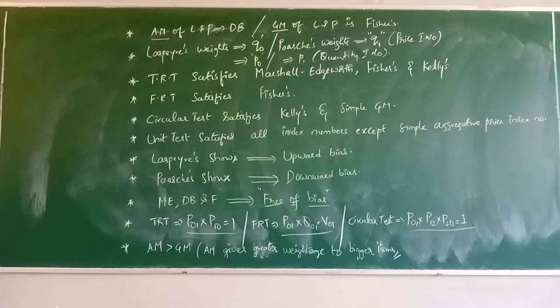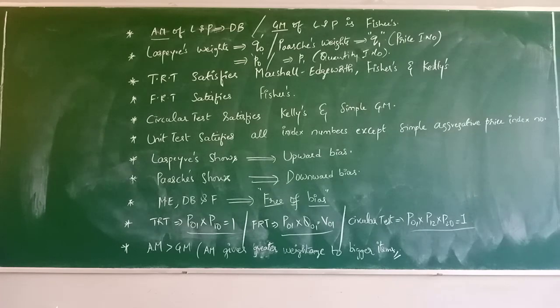This is one more question: why is Fisher's called an ideal index number? Fisher's satisfies TRT and FRT. Fisher's uses the best average, which is the geometric mean, to compute, Fisher's is free of bias, and Fisher's considers both base and current year quantities. That is the reason Fisher's index number is called an ideal index number.